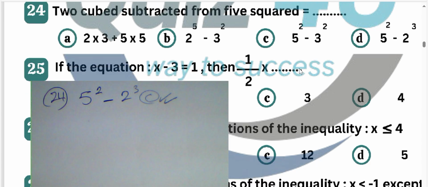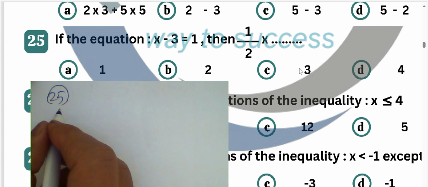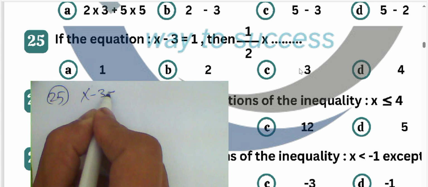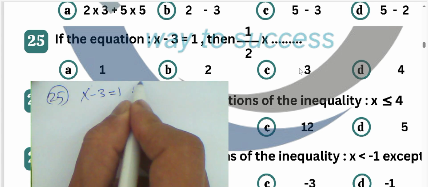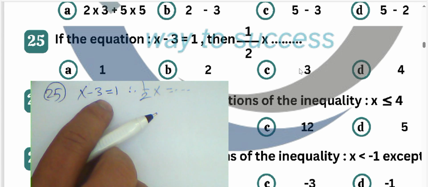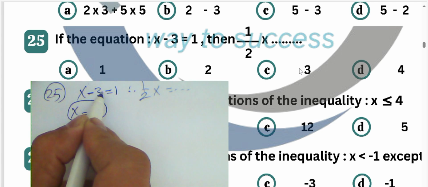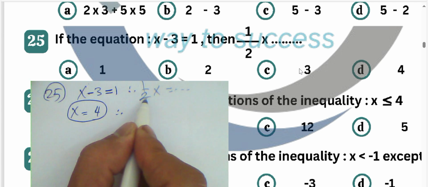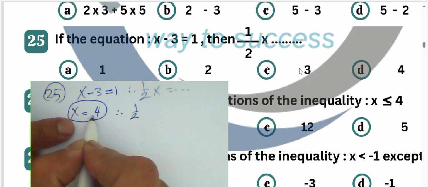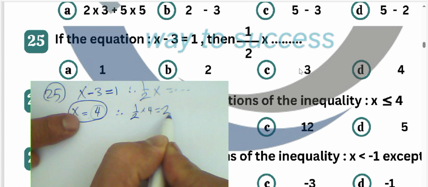Next question, 25. The equation x minus 3 equals 1. He wants to find half of x. Here, x minus 3 equals 1, then the value of x will be 4, because 4 minus 3 will be 1. And then we can find half of the value of x. Half of x, put x equal 4 here, then half of 4 will be 2.